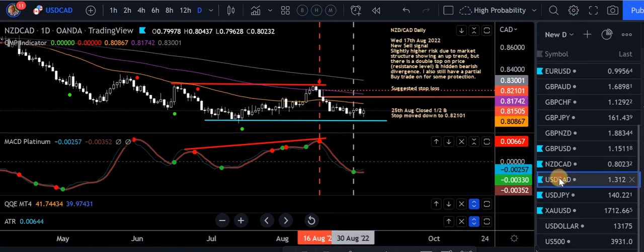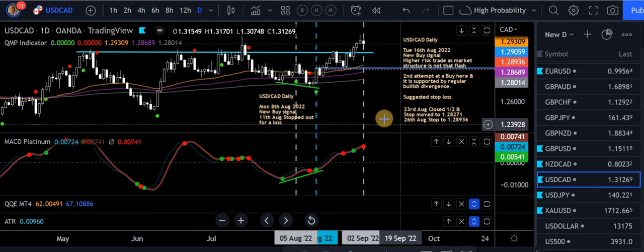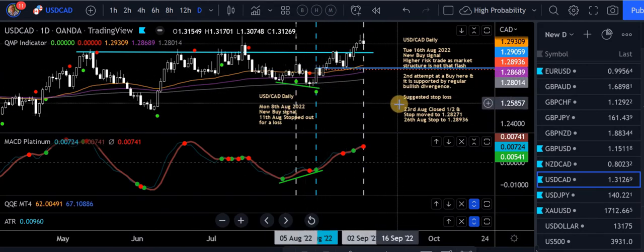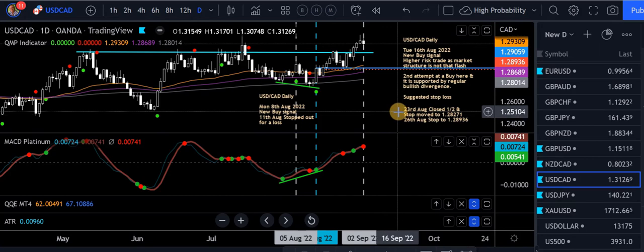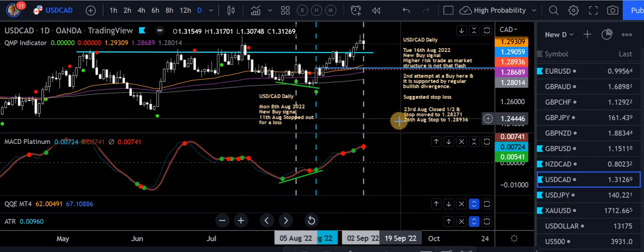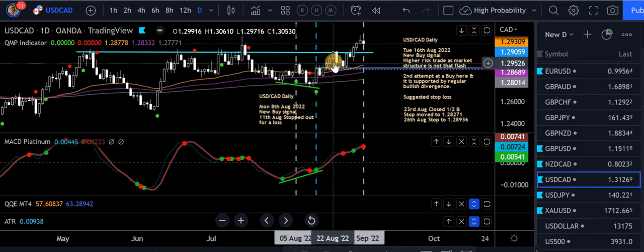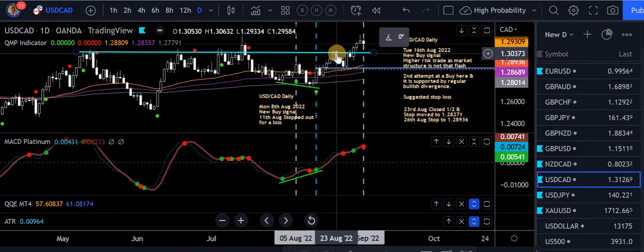So looking good. USDCAD, we're in a buy here. It's been tightened right up. 23rd of August, closed half and stop moved up again. So 23rd of August, probably when I hit this high here, I'd say. Yep, hit here on the open there.